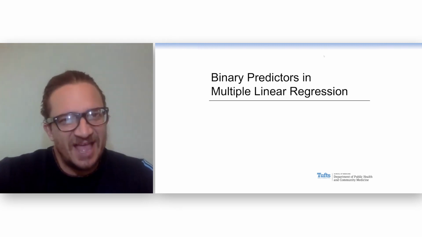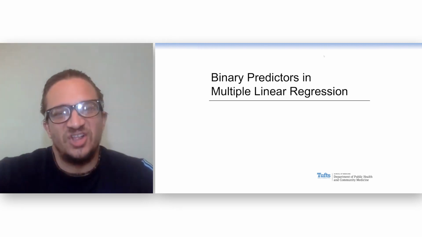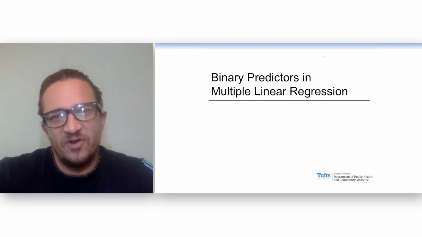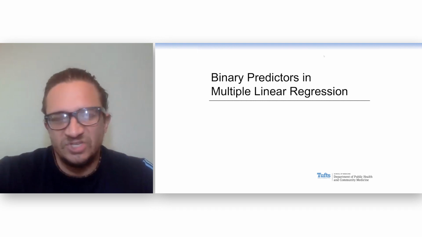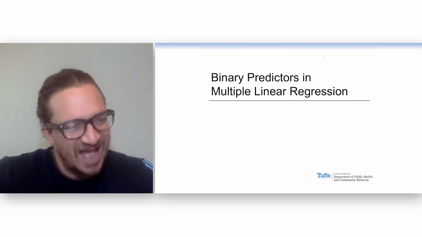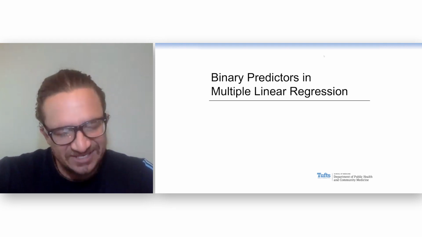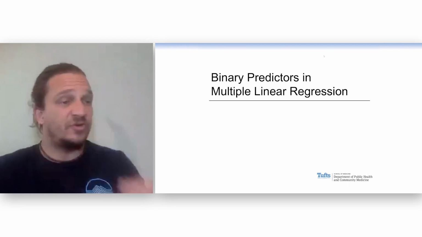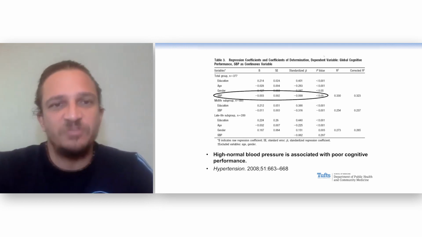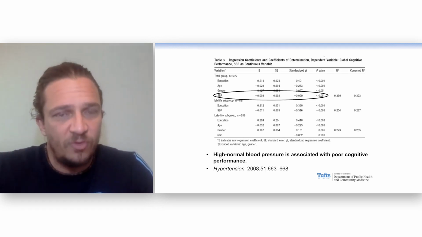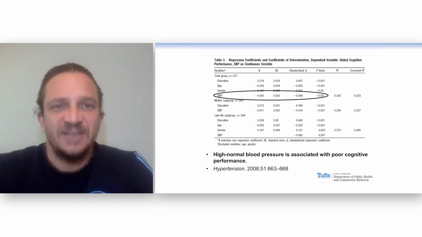We've seen that multiple linear regression allows us to look at how variables affect an outcome after controlling for other variables in the model. Just the slope interpretation is, how does a 1 unit change in X affect Y after controlling for the other variables in the model? We saw this great example. How does blood pressure affect your global cognitive performance after adjusting for education, age, and gender? And we saw that it's significant.